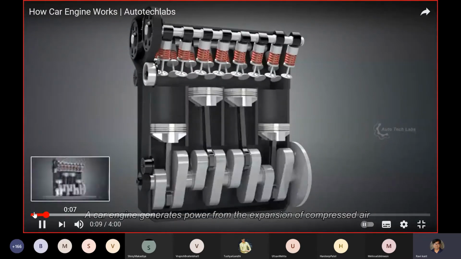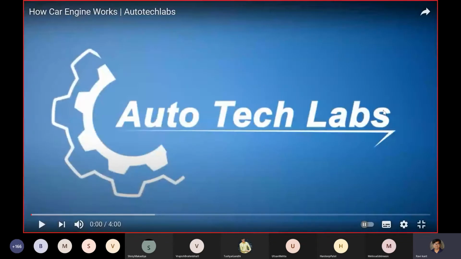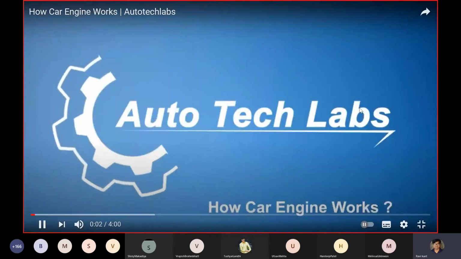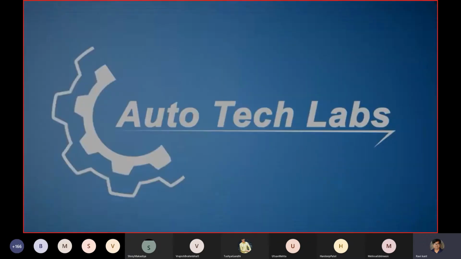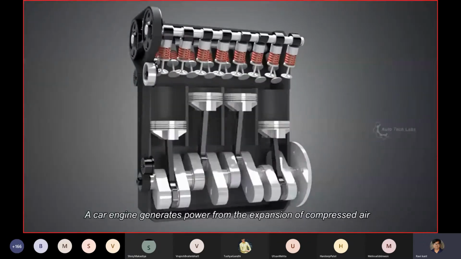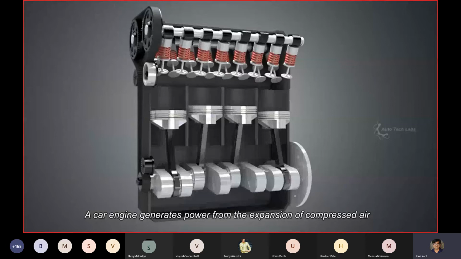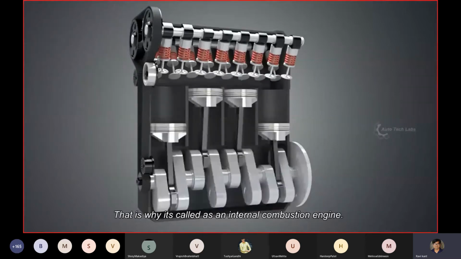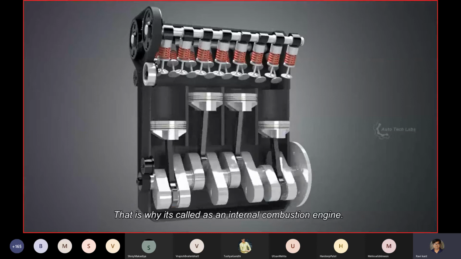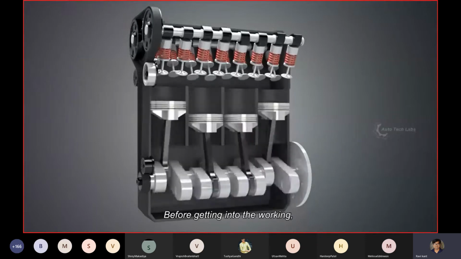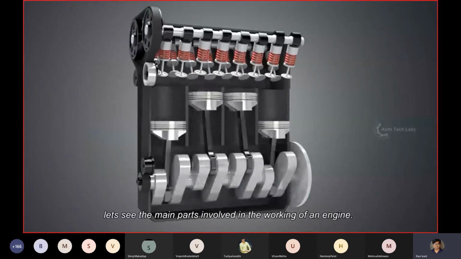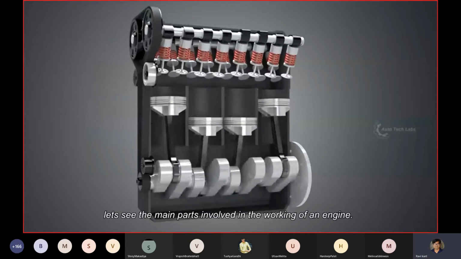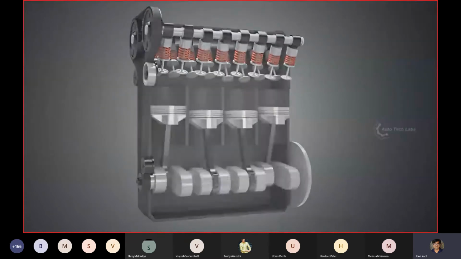A car engine generates power from the expansion of compressed air in a contained cylinder with the help of fuel. That is why it's called an internal combustion engine. Before getting into the working, let's see the main parts involved in the working of an engine.